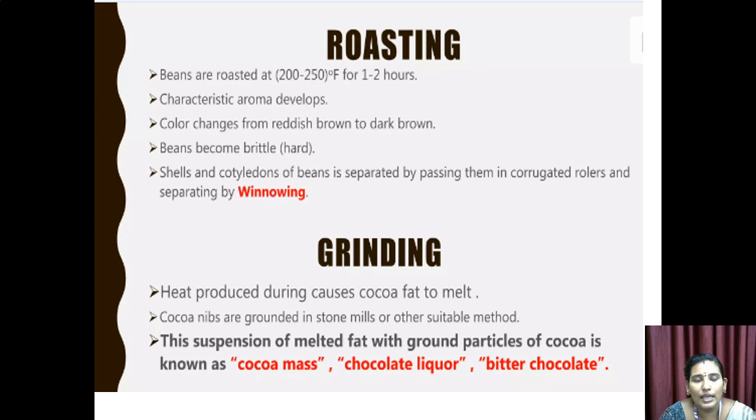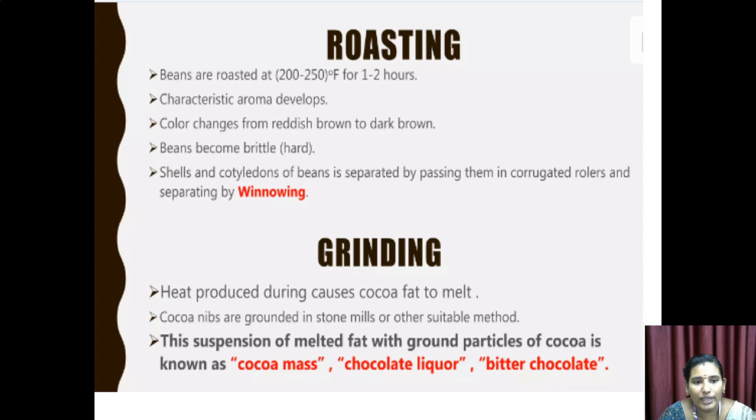Then roasting. Beans are roasted at 200 to 250 Fahrenheit for 1 to 2 hours. Characteristic aroma develops. Then color changes from reddish brown to dark brown. Beans become brittle. Brittle means hard. Shells and cotyledons of beans are separated by passing them through corrugated rollers and separating by winnowing.